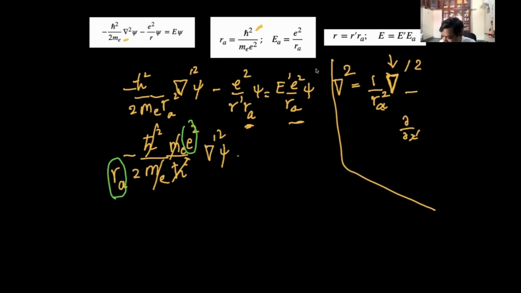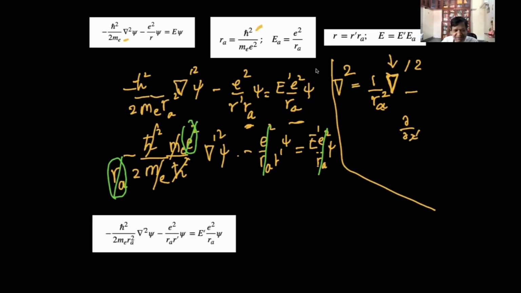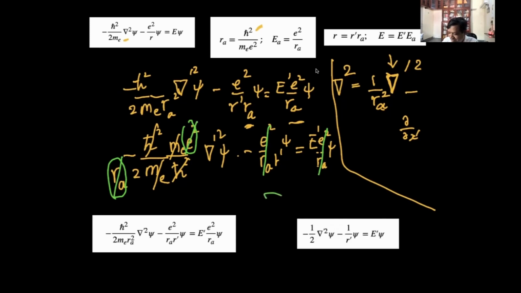Now minus e squared by a_0, r prime psi equal to E prime e squared by a_0 psi. So now we get rid of this e squared by a_0, this one is gone, and this is gone. So it's just simple algebra. We get this equation. Laplacian prime psi minus half minus 1 by r prime psi equal to E prime psi.